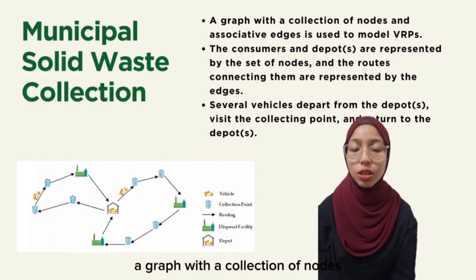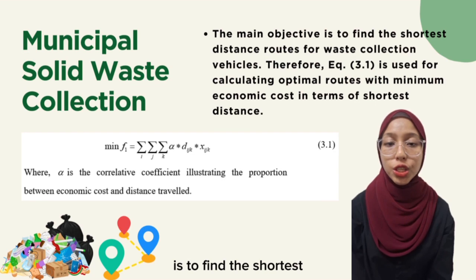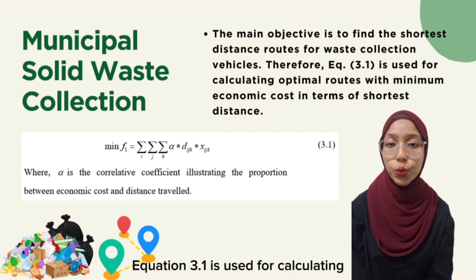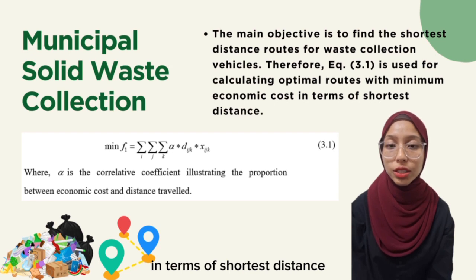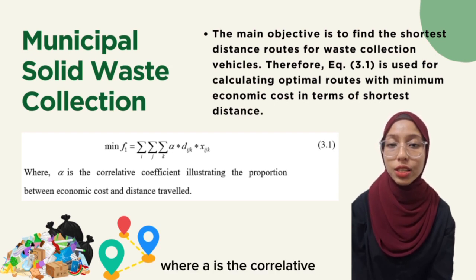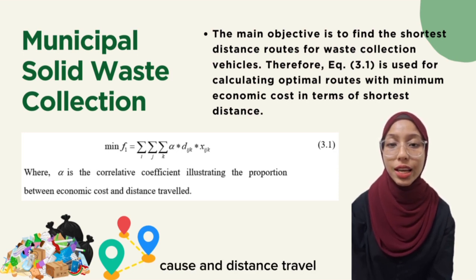A graph with a collection of nodes and associative edges is used to model VRPs. The consumers and depots are represented by the set of nodes, and the routes connecting them are represented by the edges. Several vehicles depart from the depots, visit the collecting points, and return to the depots. The main objective is to find the shortest distance routes for waste collection vehicles. Therefore, equation 3.1 is used for calculating optimal routes with minimum economic cost in terms of shortest distance, where alpha is the correlative coefficient illustrating the proportion between economic cost and distance travel.